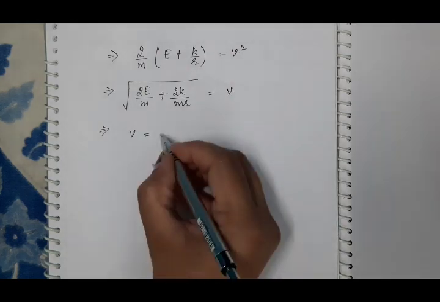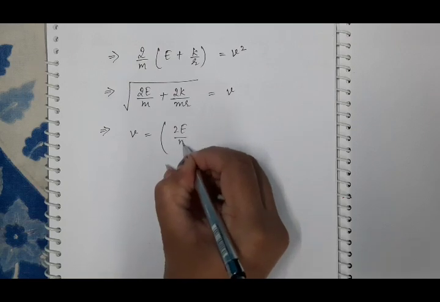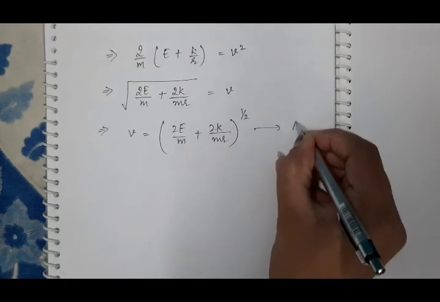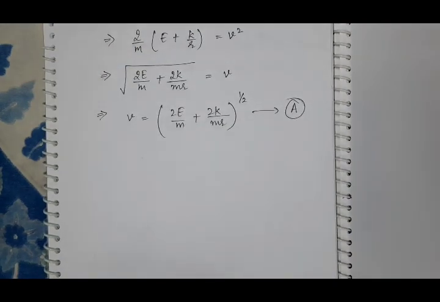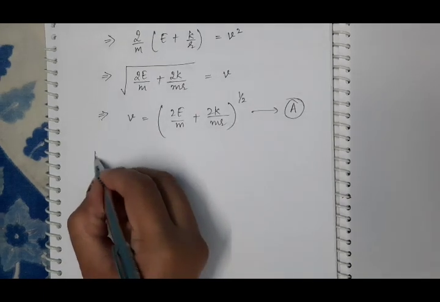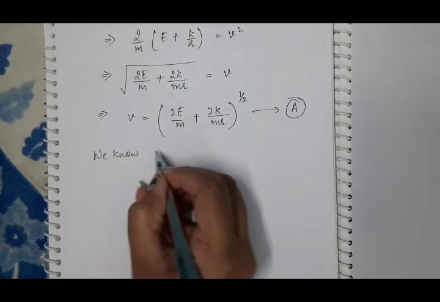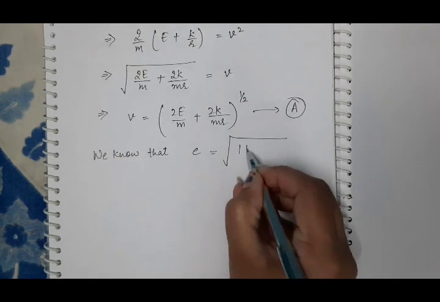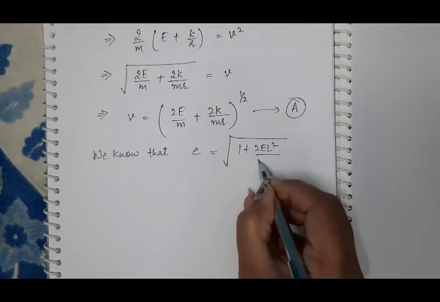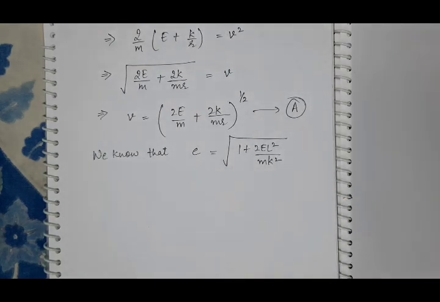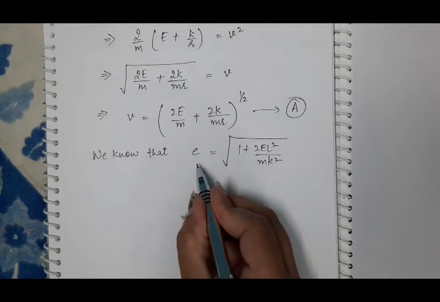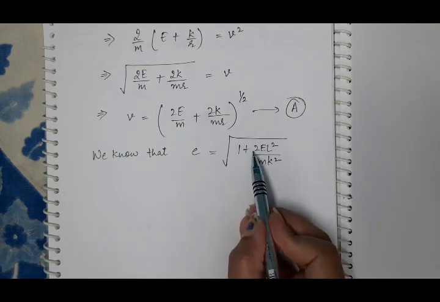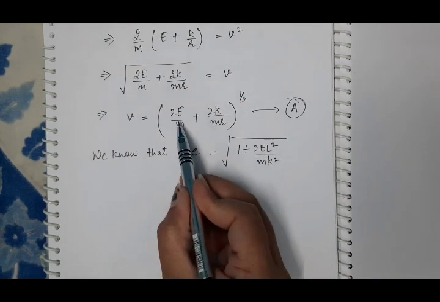So for this, first of all, suppose this equation is equation A. Now find the expression of energy in terms of eccentricity. We already know that eccentricity is equal to square root of 1 plus 2EL square by mk square. We studied this in yesterday's lecture. So find the value of 2E by m here, then put that value of 2E by m in this expression.